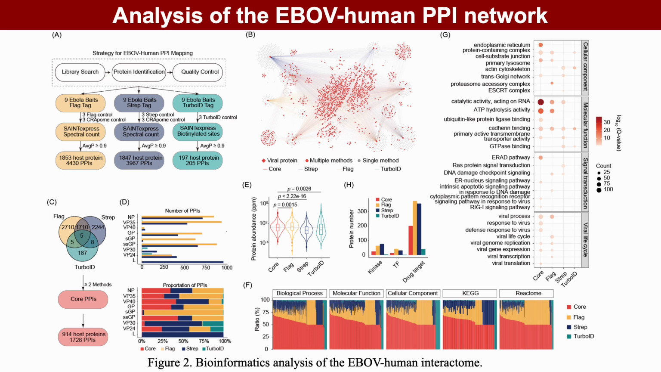The three complementary methods effectively captured low-abundance interactors and distinct functional enrichments. The core interactome contained 25 kinases, 13 transcription factors, and 201 known drug targets, underscoring the importance of multi-method integration for systematic dissection of virus-host interactions and antiviral target discovery.